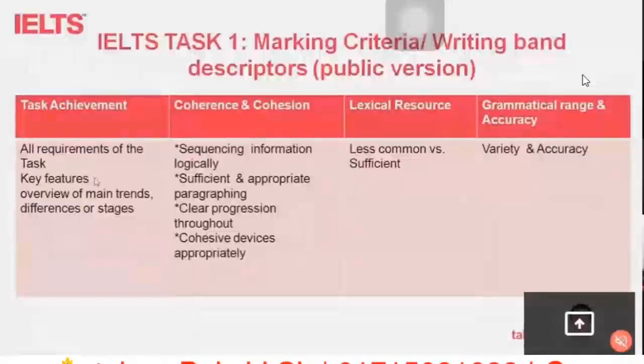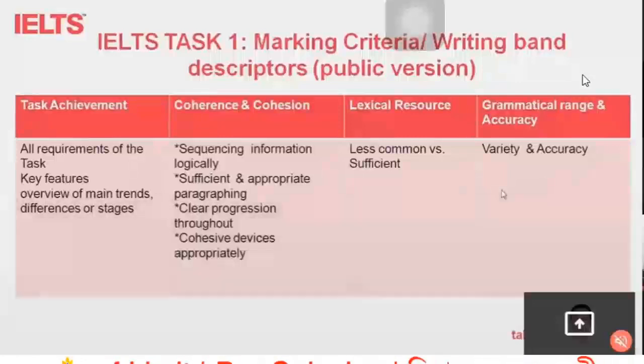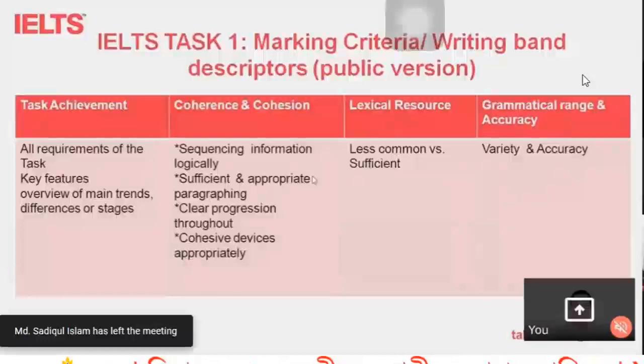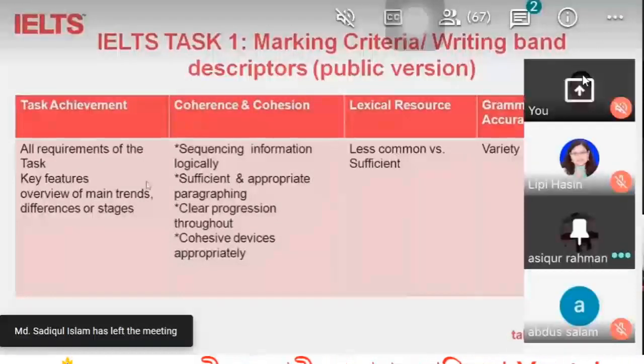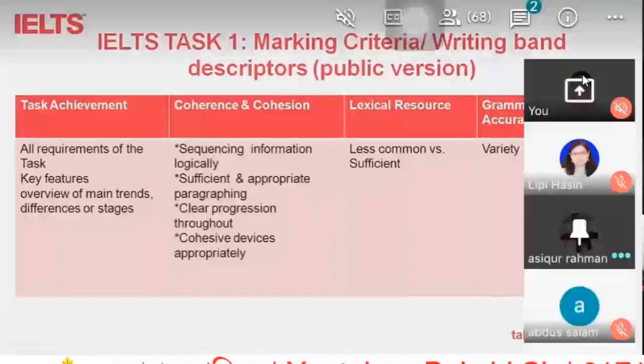Mathematically, it comes as 6.75, but IELTS doesn't have the full fraction. They have only full and half. So if you get 6.75, it will be considered 6.5 when this kind of internal averaging is done. So if you lose a quarter, actually you are losing half. Thank you. So that's about the marking criteria.